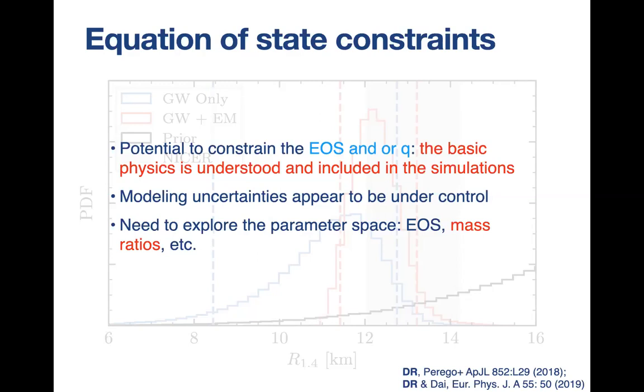So we have a pathway to constrain the equation of state, but also to constrain in principle the mass ratio of LIGO binaries by comparing EM observations and predictions from theory. And the other point I want to emphasize here is that the Bayesian framework allows us to include uncertainties.